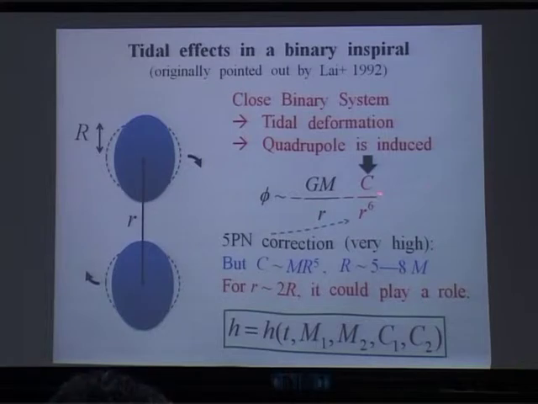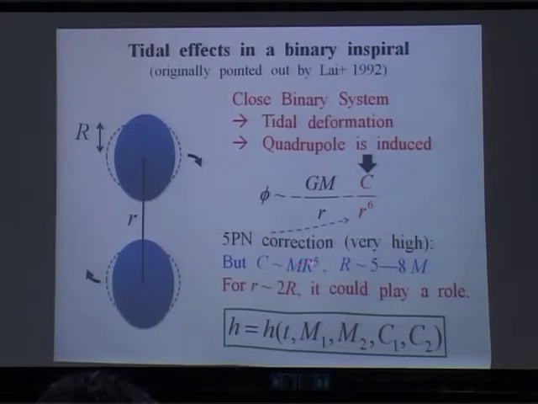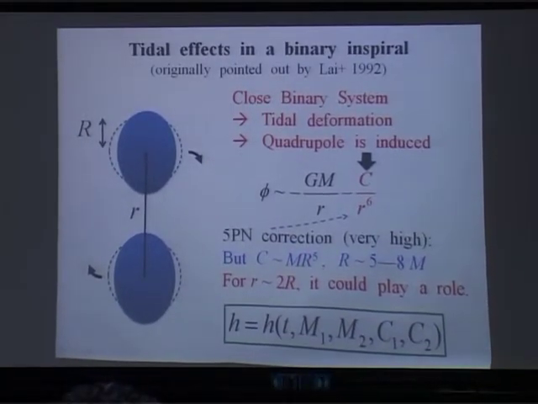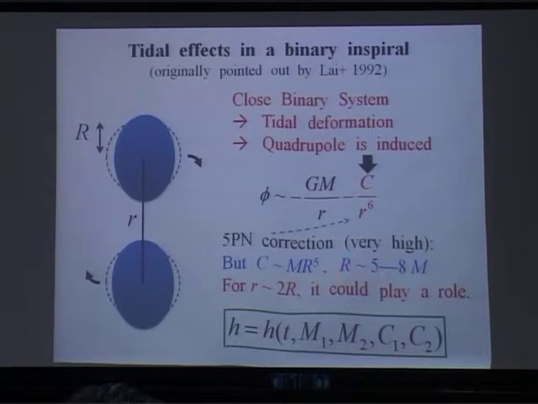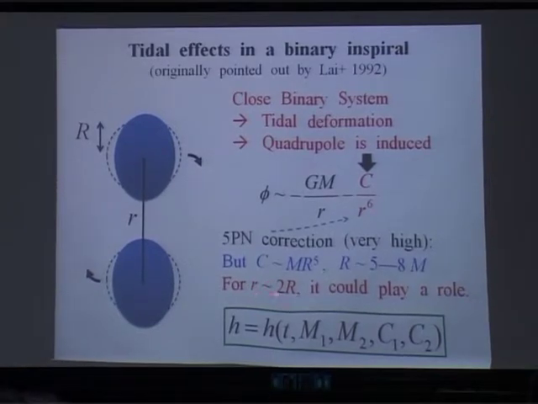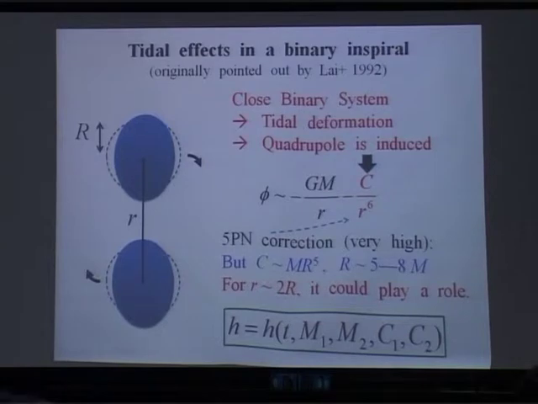The reason is that the C is fairly large for this system. Roughly speaking, C is proportional to (R/M)^5, where M is the total mass and R is the stellar radius. So if R is as small as M, this is negligible, even at the merger. But for a neutron star, R is much larger than the radius of a black hole. The typical radius is about 5 to 8 times the stellar mass. I should also say that merger occurs at a small r, approximately twice the large R. So at such a close orbit, this term is not very small. This term could be 10% of the leading term.